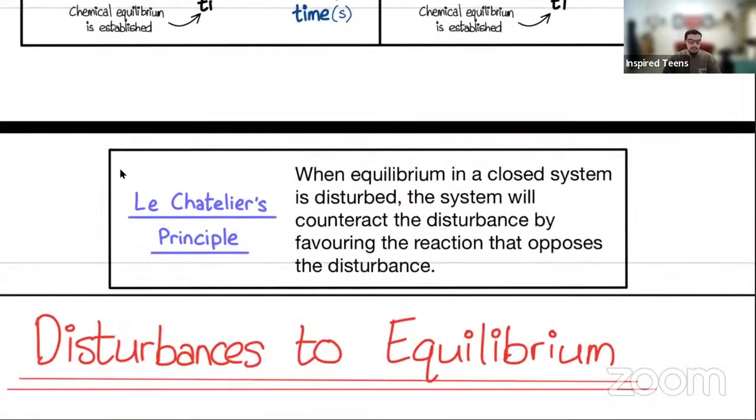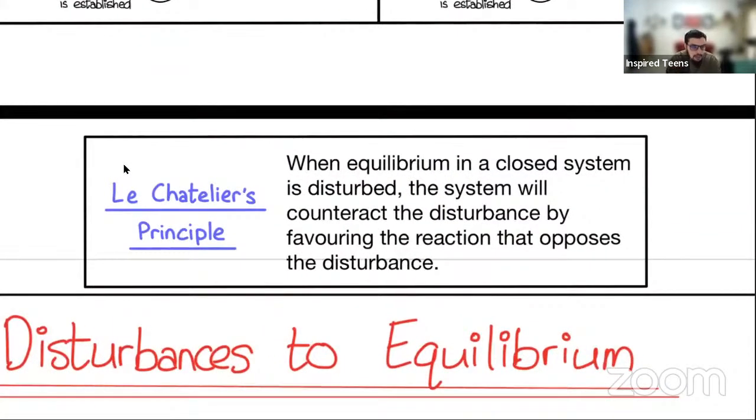Le Chatelier's principle states that when equilibrium in a closed system is disturbed, the system will counteract the disturbance by favoring the reaction that opposes the disturbance. We've established equilibrium, and now we're going to discuss disturbances to equilibrium, which is why we're discussing Le Chatelier's principle. Now, this might not make perfect sense right now, so you may be able to memorize it, but you'll understand once we actually discuss what the reaction does when each type of disturbance occurs.